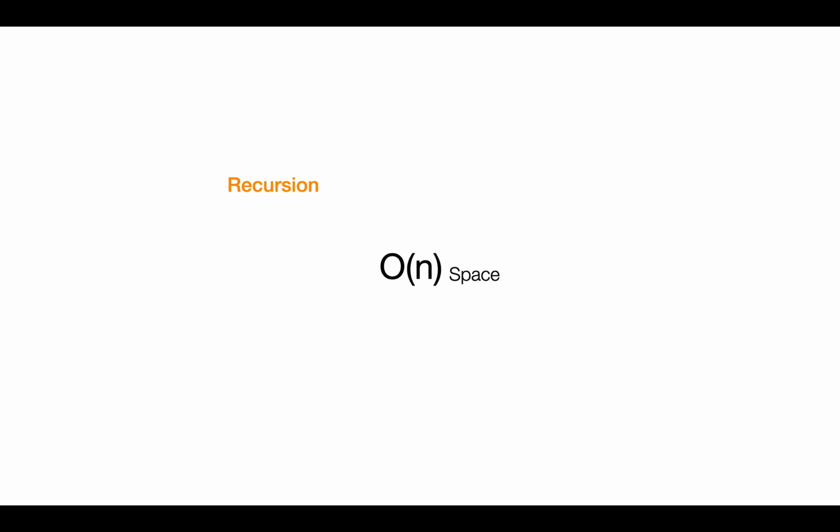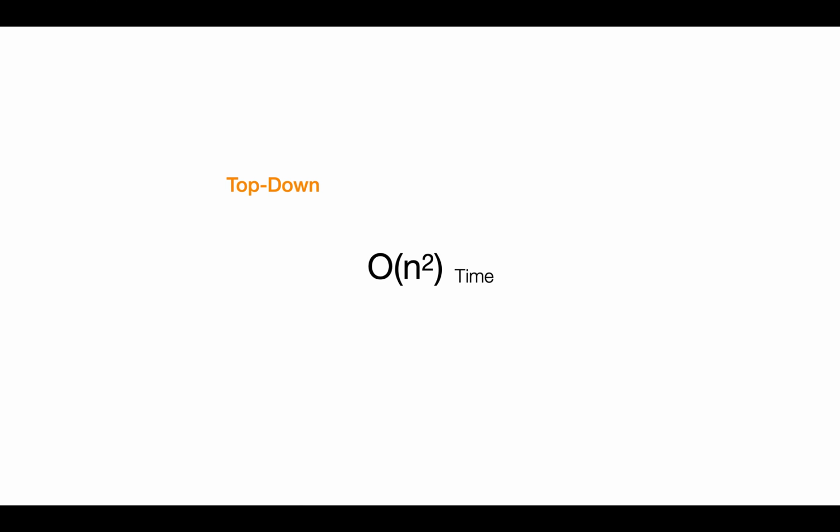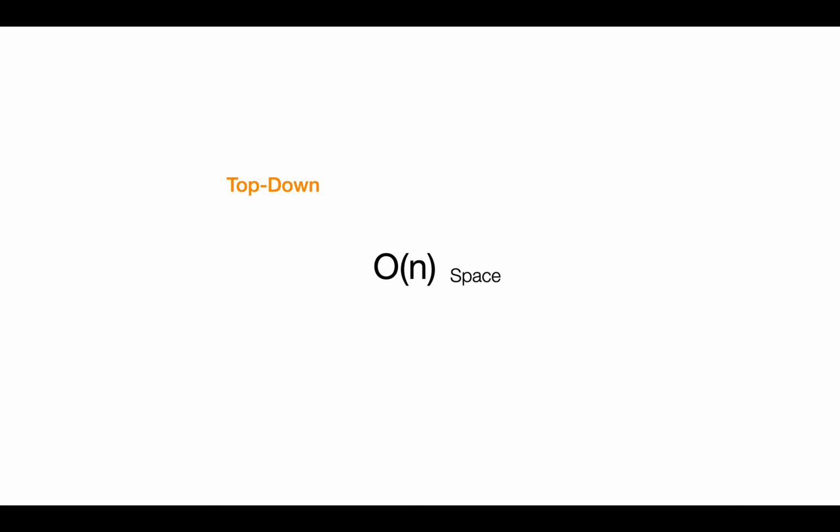Now for top-down approach, we are making recursive calls for each length for every possibility to make a cut. So the complexity will be O(n square), as it won't have any duplicate recursive calls as we had in recursion. Space complexity will be O(n) because we are using an array for memoization.